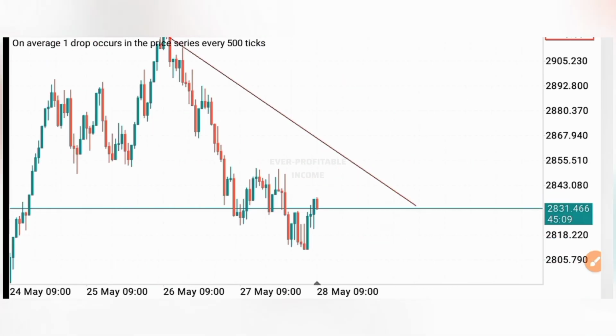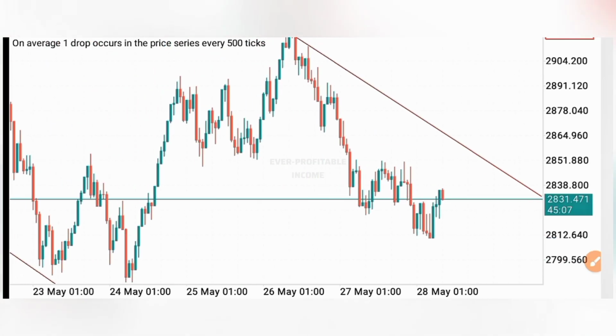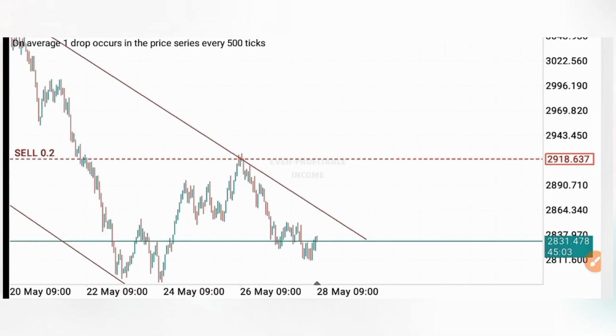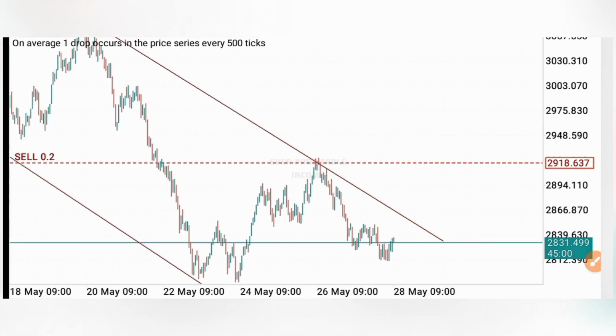So you can see that this strategy is very profitable, and you can use it for any of the boom and crash. So this is how to catch spikes.